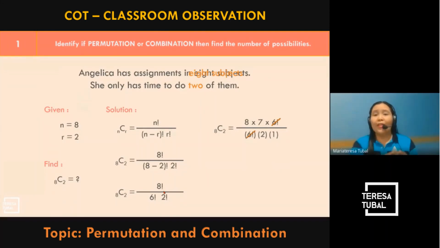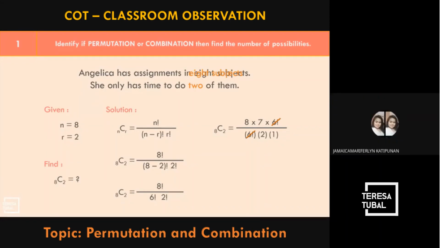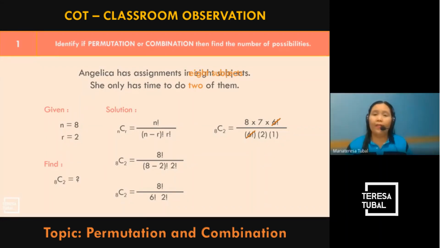Right now, what is the combinations of 8 objects taking 2 at a time? Multiply the numerator divided by the denominator. What do you think is the answer? 8 times 7 divided by 2. Yes, Katipunan? Lahat. 28 po, ma'am. Okay, very good, 28. So 8 times 7 is 56, divided by 2 is 28.